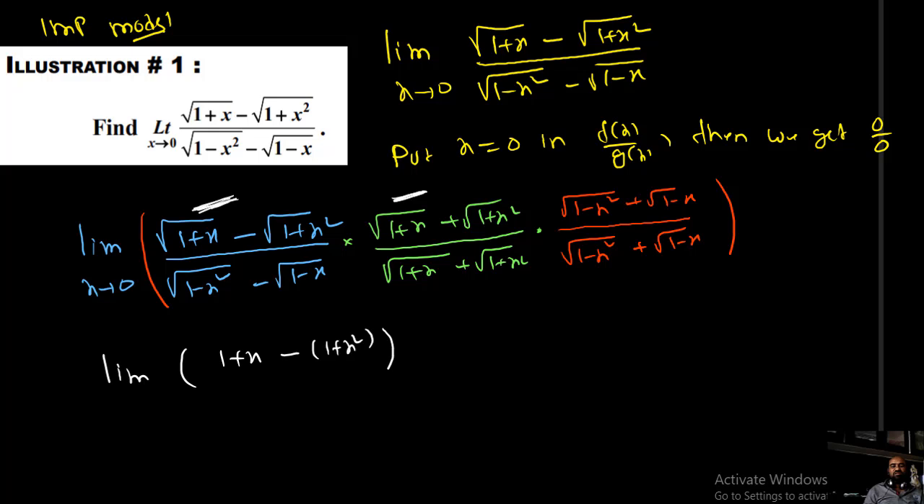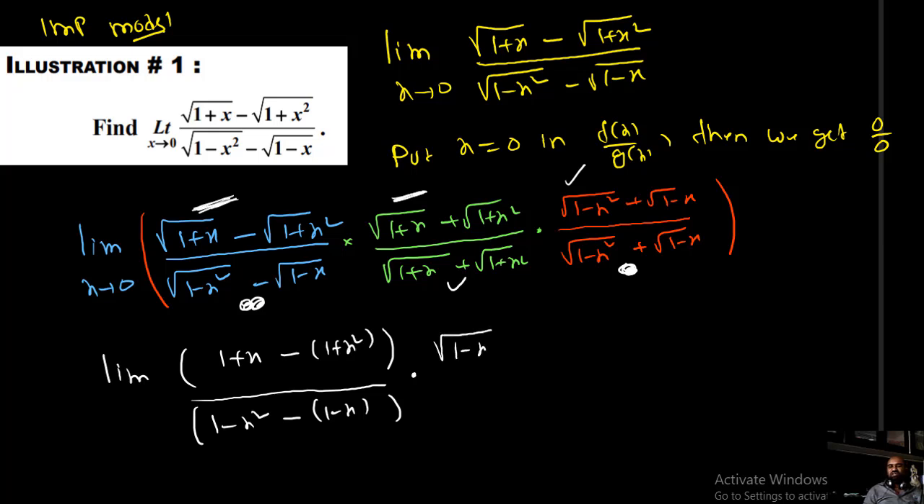Okay, students. Now I want to group this with this, so a minus b into a plus b, a square is 1 minus x square, b square means 1 minus x. So these terms will remain the same, and I want to write root over 1 minus x square plus root over 1 minus x by root over 1 plus x plus root over 1 plus x square.